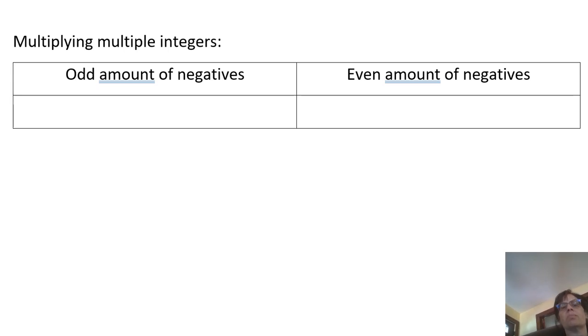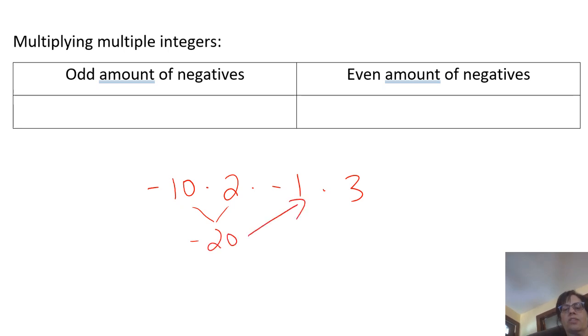So let's look at some, oh, I almost forgot. Sometimes you end up having to multiply a string of multiple integers together. Something like -10 times 2 times -1 times 3. Well, you could apply what we just talked about. You could do this one first and think 10 times 2 is 20, and different signs, so -20. Then go to the next one. But there's actually a faster way.